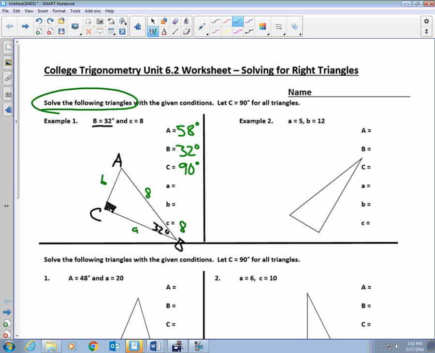So I'm given 8, and I'm looking for A. So we'll use sine, cosine, or tangent. If I'm working with the 32-degree angle, I have the hypotenuse, and I'm looking for the adjacent. So cosine is the correct choice. Cosine of 32 degrees is equal to side A over 8. I will cross multiply and solve. I get A is equal to 8 cosine of 32 degrees.